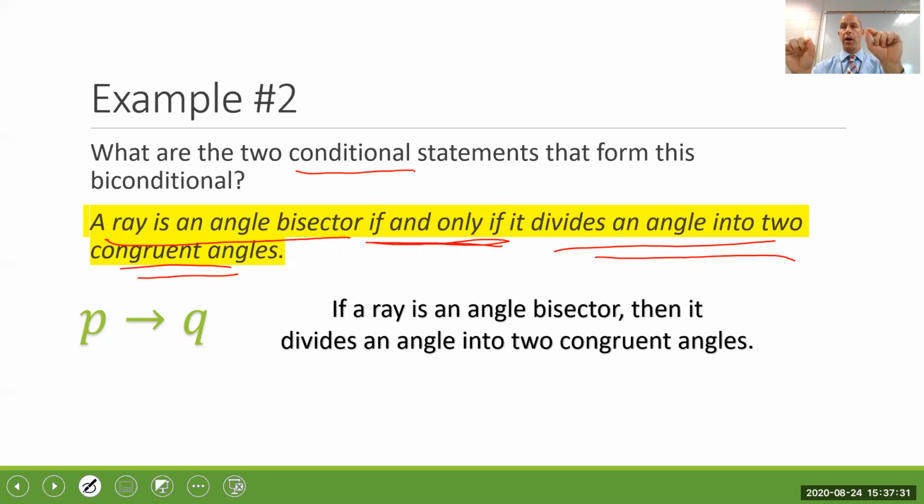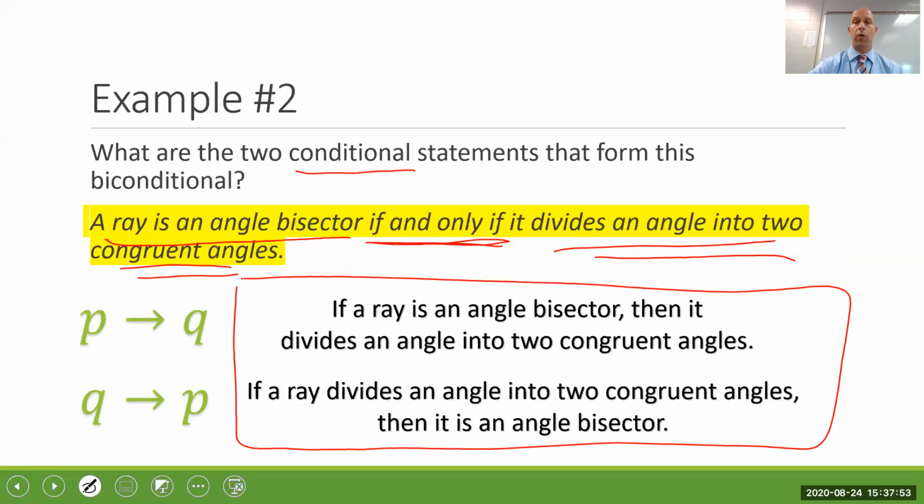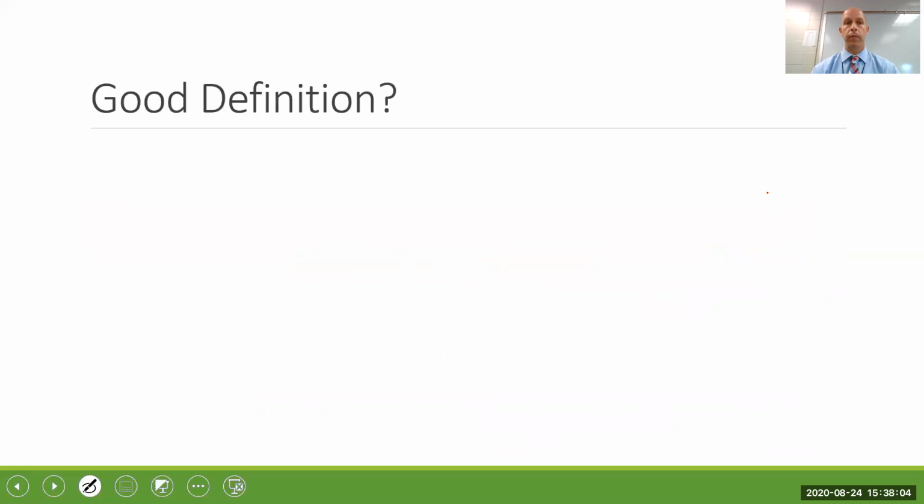Now we want to write the converse of that conditional. Remember, for the converse we take the P and the Q and switch their order. In other words, it would be Q implies P: if a ray divides an angle into two congruent angles, then it is an angle bisector. So these are the two conditional statements that can be represented by this biconditional statement. The biconditional statement is comprised of two conditional statements, and here we have explicitly written them out.